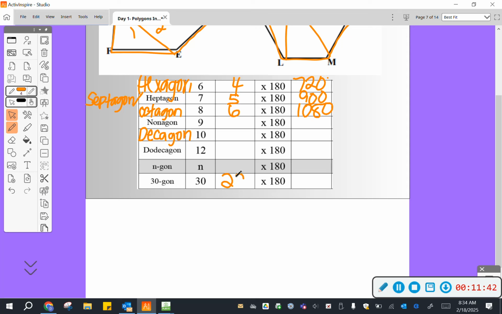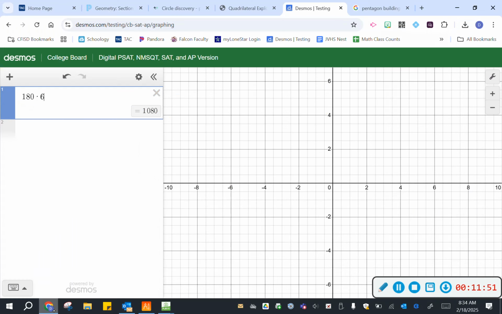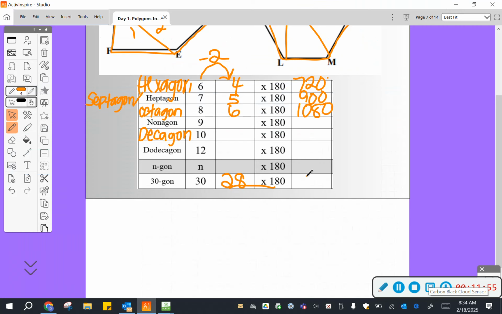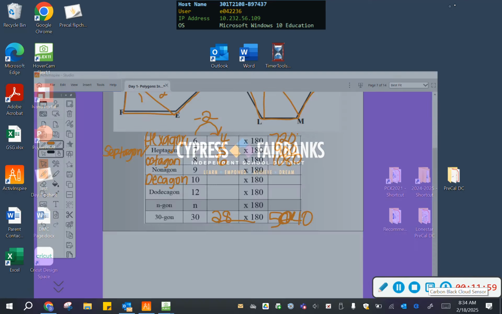28. Why? Because from here to here, what did we do each time? Minus 2. So to find the 30-agon, I would do 180 times 28, which is 5,040. That is going to bring us to what we are doing today.